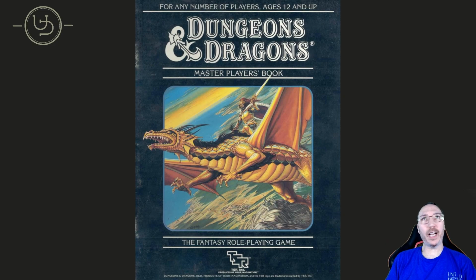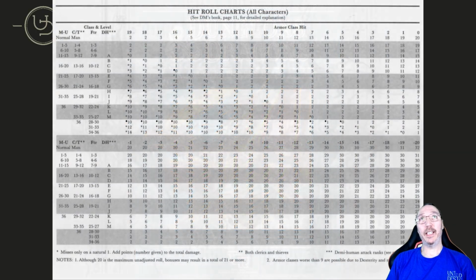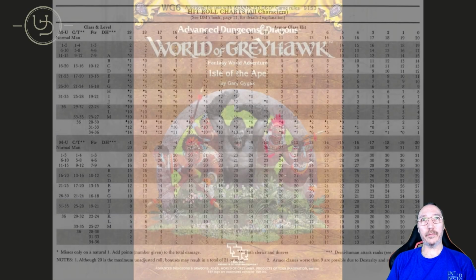We move forward now through the different basic box sets, and we end up on the Masters box set, the one before Immortals, which pretty much takes you up to level 36. Within here, you have the final attack matrices, or hit roll charts as they call them. Very complicated, quite long-winded, covering all the different classes, including demi-humans and the demi-human attack categories when they max their levels. Yeah, at a young age, I struggled to understand this.